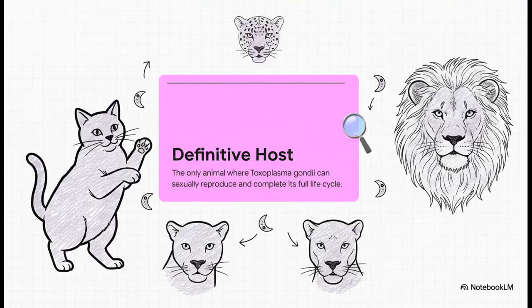Now, check out this term, definitive host. This is the key. In the entire animal kingdom, only felines, we're talking everything from your pet cat to lions and tigers, provide the exact right environment for Toxoplasma gondii to sexually reproduce. This makes them absolutely essential for the parasite's survival.